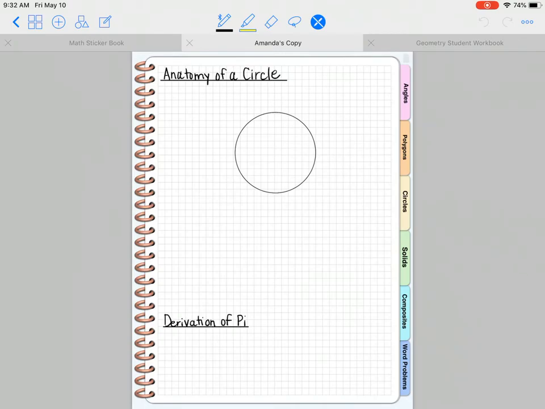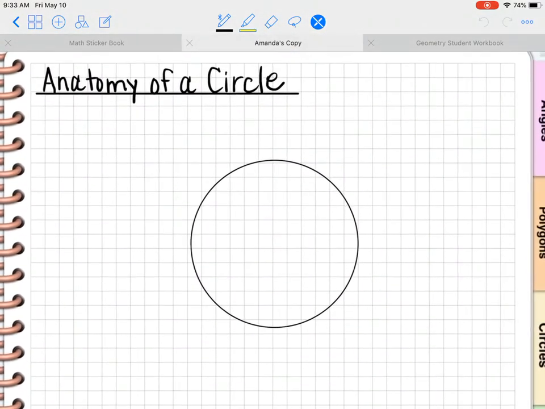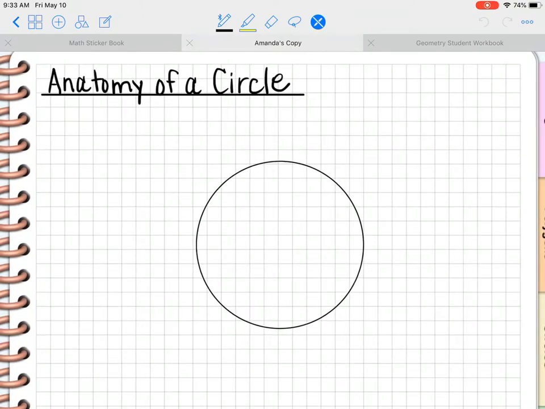And on this page, I want to talk with you just a little bit about some circle terms. Some terms that you need to know for circle work. Okay, so I'm going to zoom in one time here. I won't keep zooming in and out unless it's absolutely necessary. So the anatomy of a circle. The first thing we need to do is to mark the center of our circle. So it's right there.